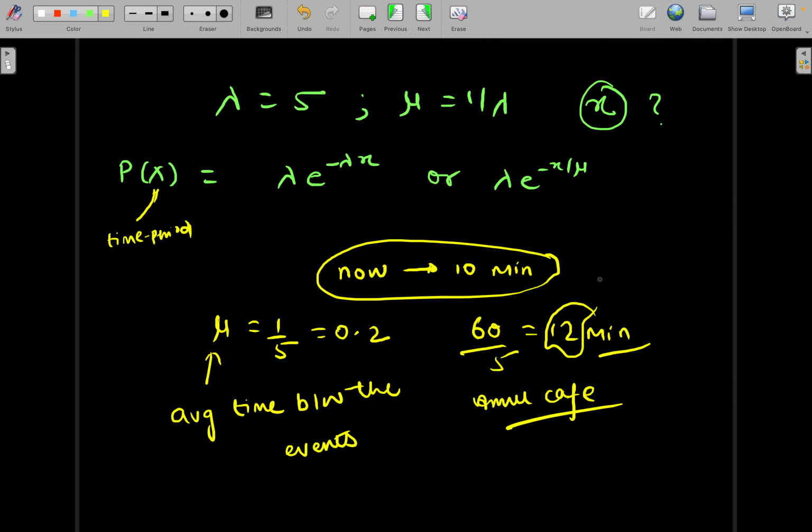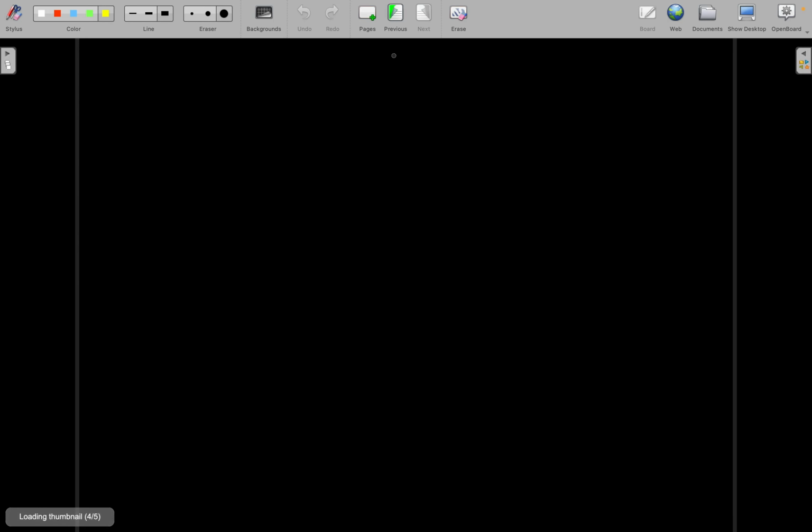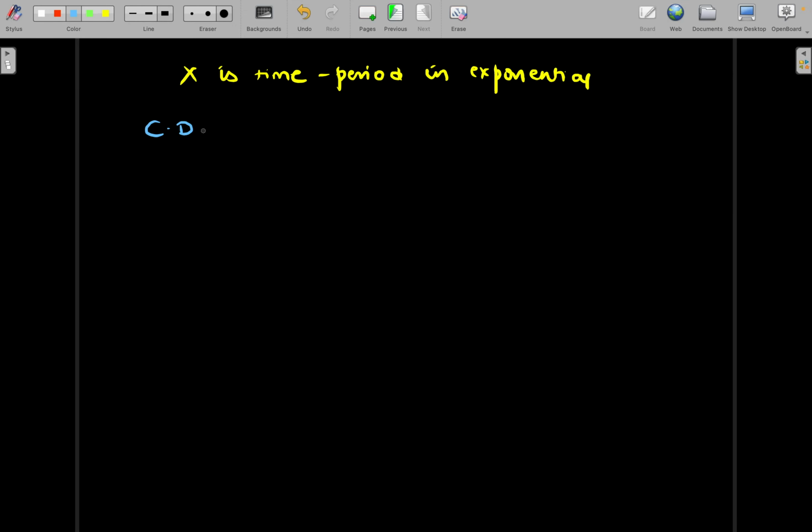So let's say one more thing. What is the probability that a customer will come in the next 10 minutes? See, x is a time period in the exponential. So let's find out, let's say the CDF, the probability of x less than 10 minutes. This will be the probability of an event happening in less than 10 minutes, right?